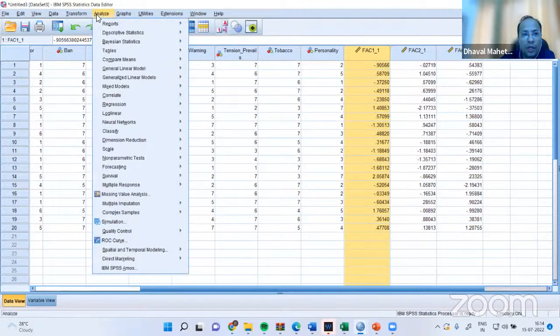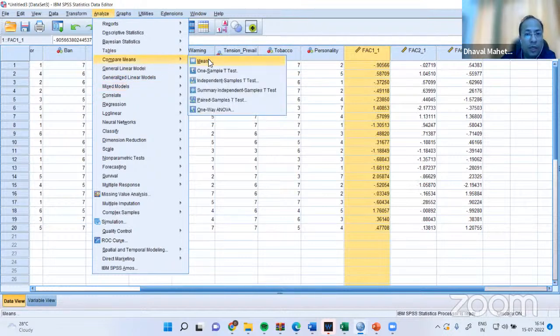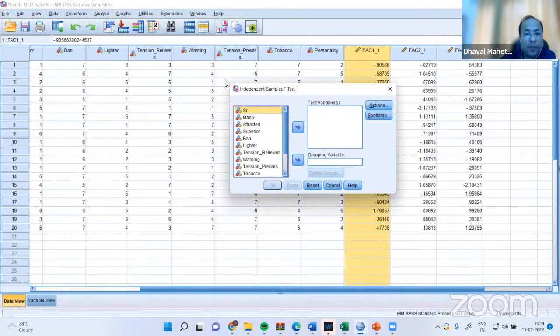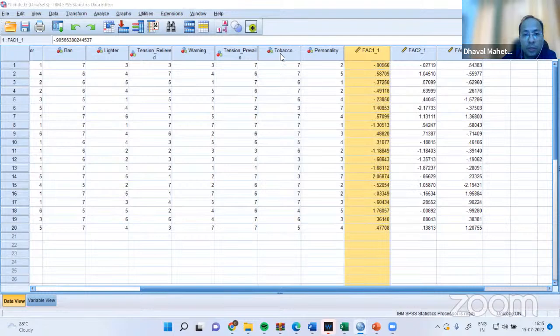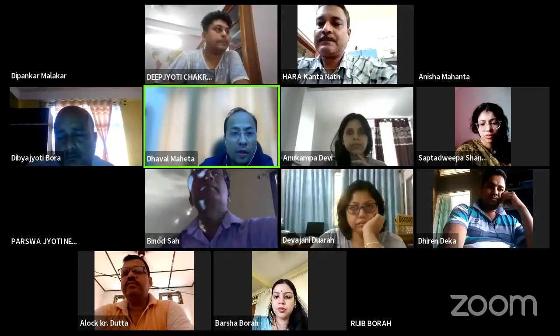I'll again go to analyze, then compare means, and now I'll run the independent samples T test. So factor 1 is taken here and gender is taken here. There is no significant difference in thinking of male glorification between male and female. I can run that analysis. I can go according to the categories as well. That is also possible, right? I'll stop sharing.